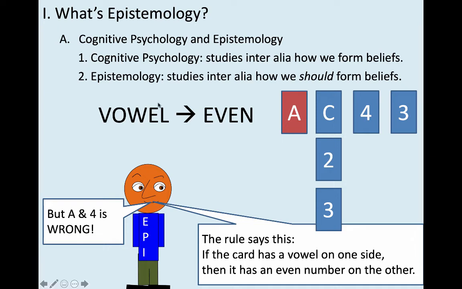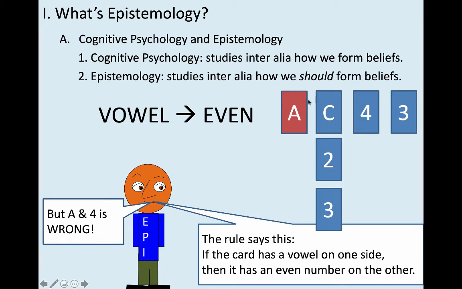What the rule says is that having an even number on one side is a necessary condition for having a vowel on the other, and having a vowel on one side is a sufficient condition for having an even on the other. But the rule does not say that having a vowel on one side is a necessary condition for having an even on the other, and it does not say that having an even on one side is a sufficient condition for having a vowel on the other.